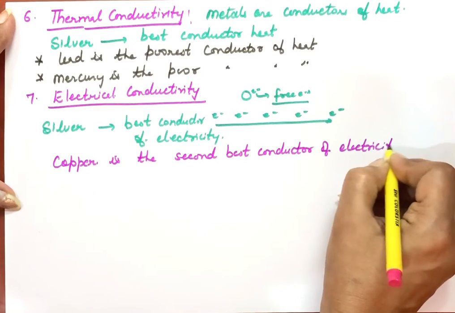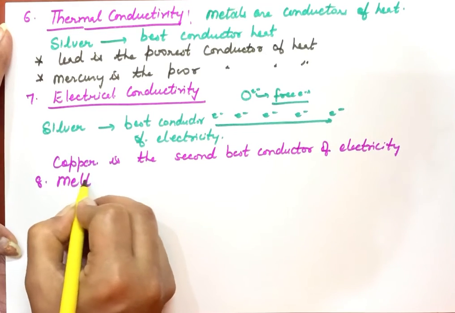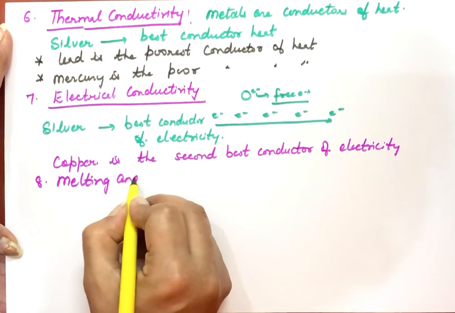The next property after thermal and electrical conductivity of metals is melting and boiling points.